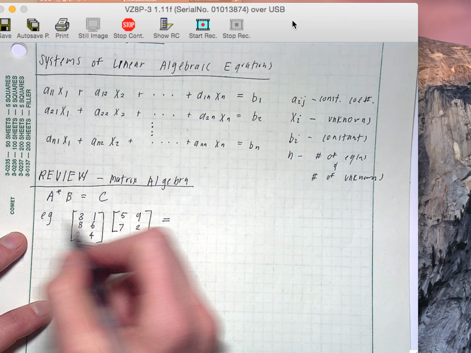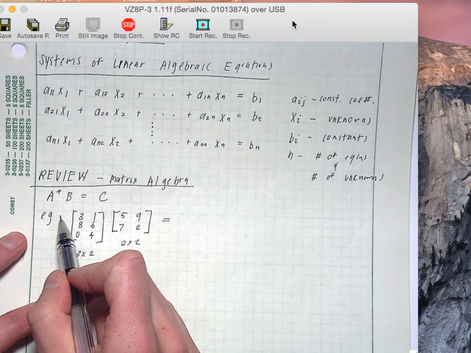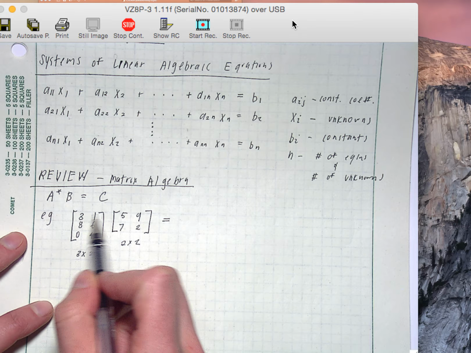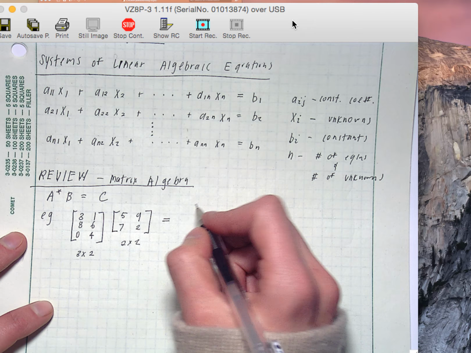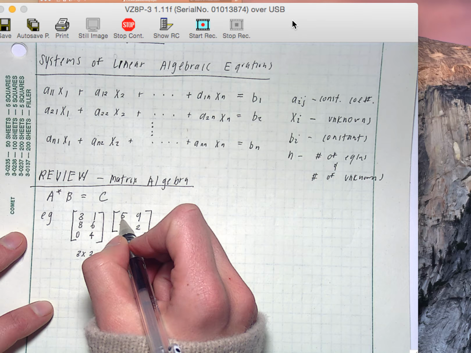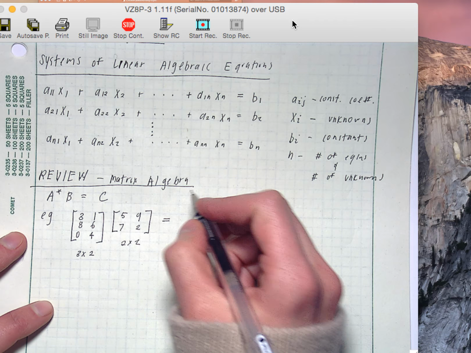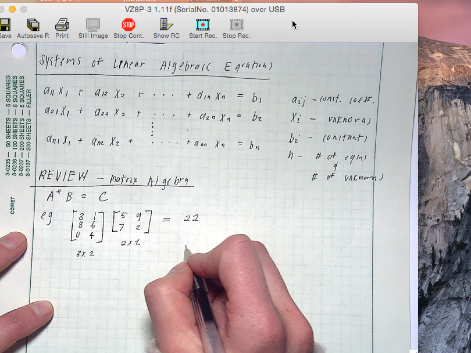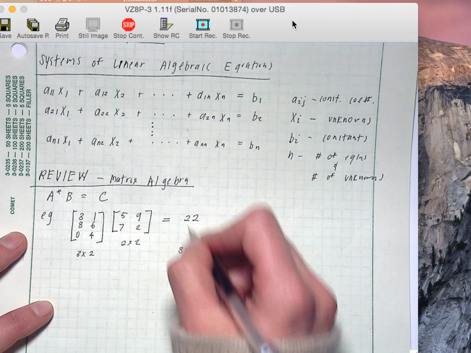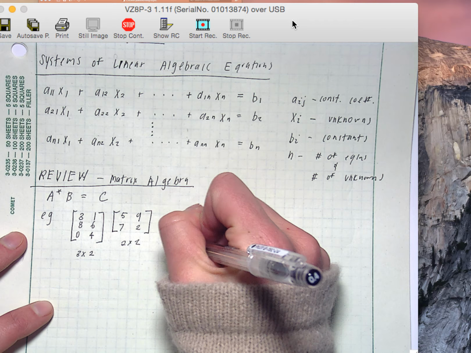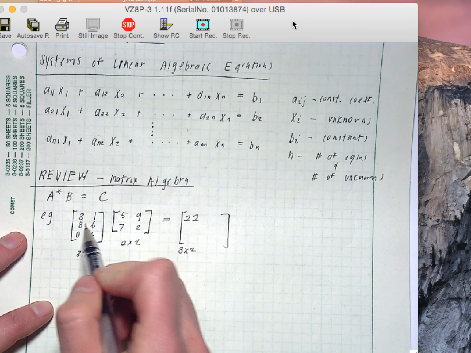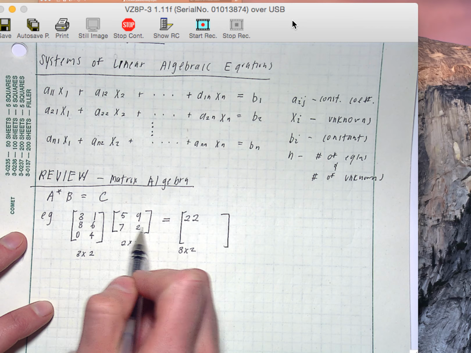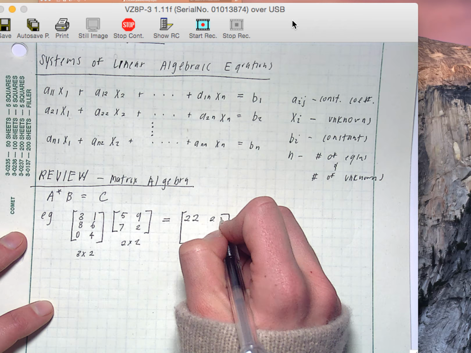So the way matrix algebra works is you take the first row and you multiply it by the first column. And so you do 3 times 5 plus 1 times 7. So 3 times 5 is 15, 1 times 7 is 7, so that's going to be 22. And then to get the next element of the 3 by 2, I'll build this so you can see what it looks like. You're going to take this row and multiply this column. So it's 3 times 9, which is 27, plus 1 times 2, which is 2, so that's 29.